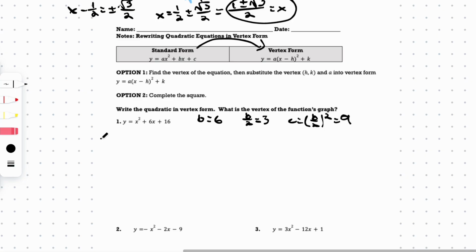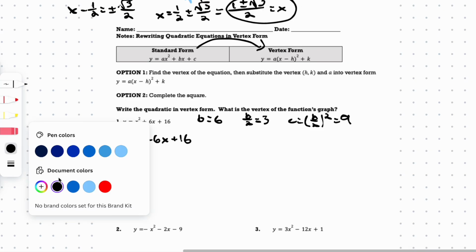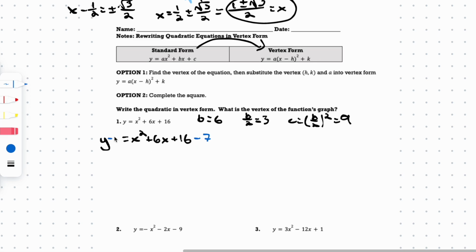Okay, so now we want to add something to y so that we can have x squared plus 6x plus 9. So how do we get from 16 to 9? Well, we have to subtract 7. And now our equation is going to look something like y minus 7 equals x squared plus 6x plus 9.